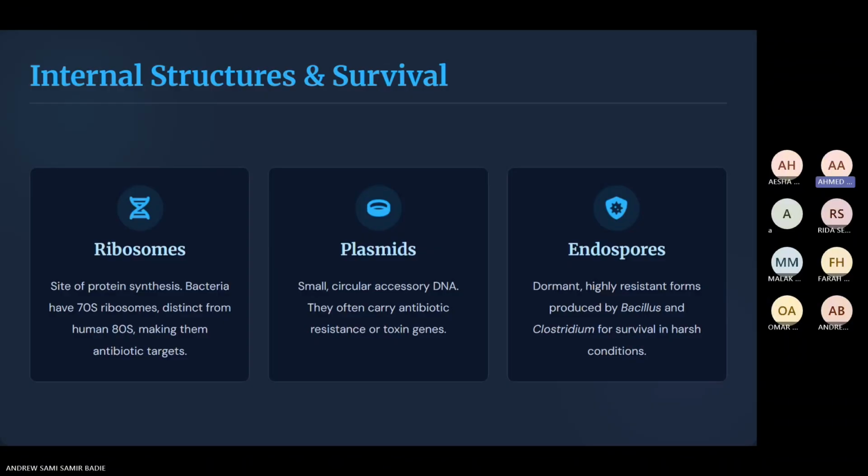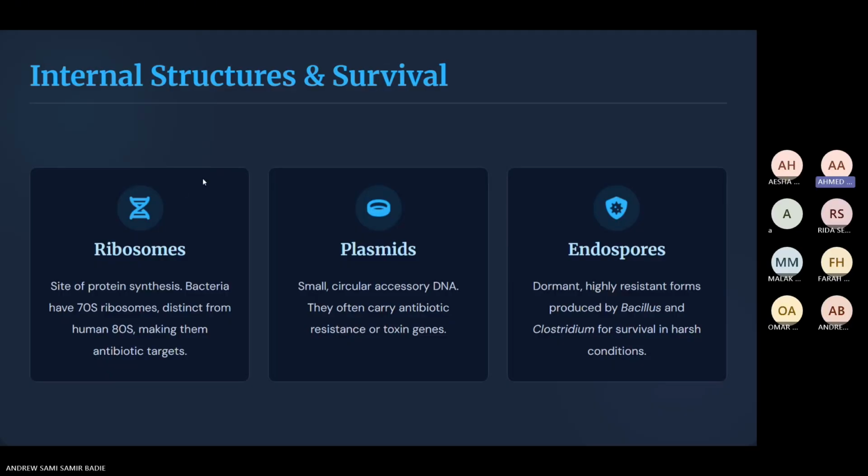And endospores are like survival pods. When the bacteria sense that they are in a very bad condition, for example, they're exposed to heat, radiation, or alcohol, they can turn into a reduced form, which is the endospore. And this endospore is special. It can be produced by Bacillus and Clostridium, and within that endospore form they can survive in a harsh environment.